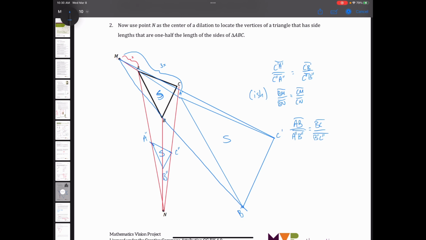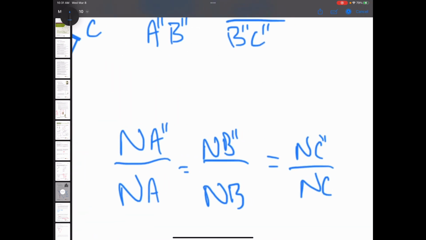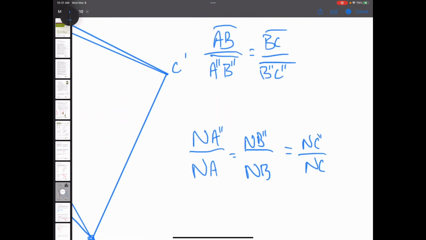How about I got one. NA double prime over NA equals NB double prime over NB? Yeah. What else? Can you make it a different one? I'm doing NB double prime over NB equals NC double prime over NC. Great.